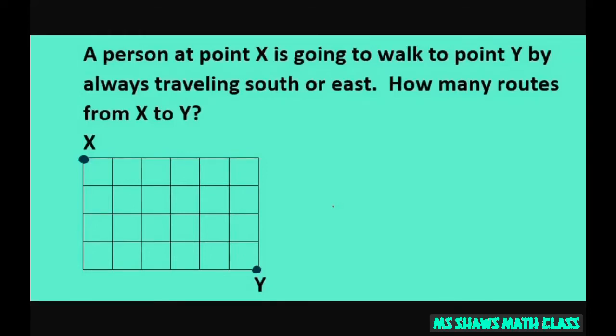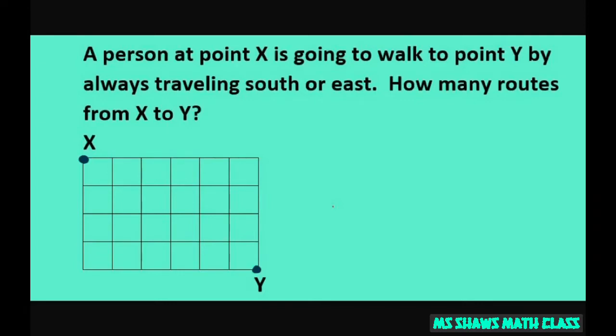Everyone, the grid represents the streets of a city. So if a person at point X is going to walk to point Y by traveling south or east, how many routes from X to Y are possible?